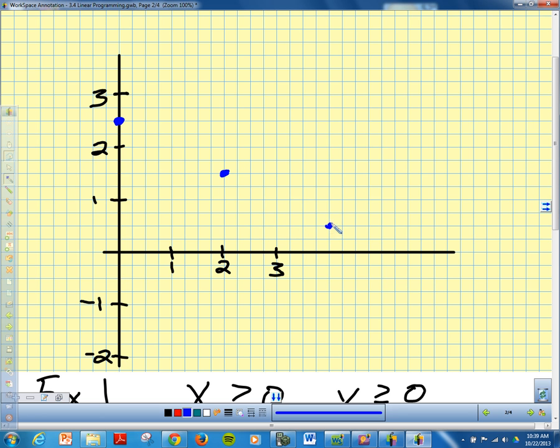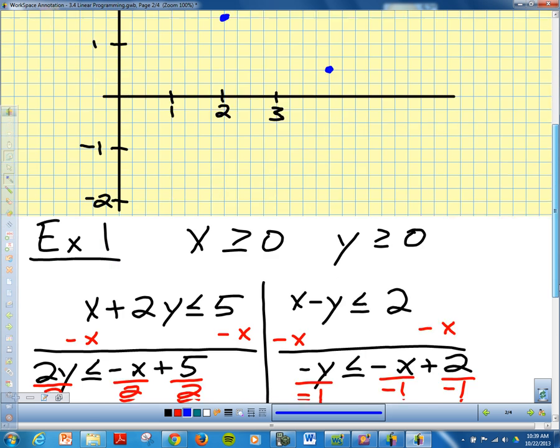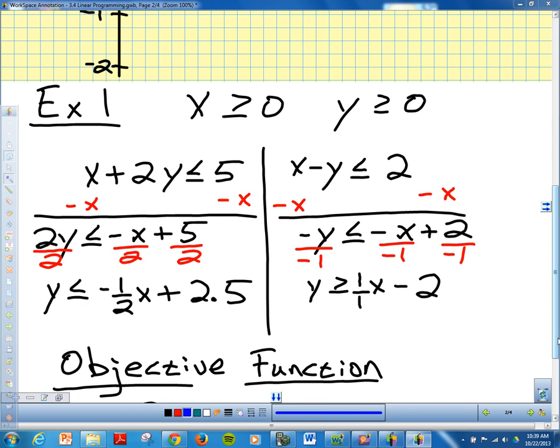Y is what? Y is it down 1 over 2? It's down 1 over 2 because here's our slope right here. Okay, so -1/2. So we're going to draw that line in.